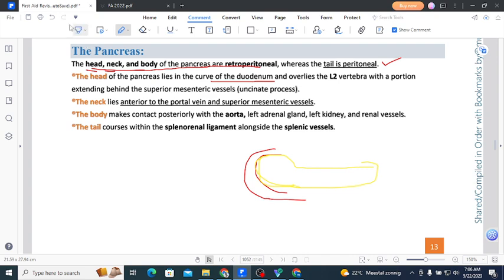In the curve of the duodenum, and it overlies the L2 vertebra with a portion extending behind the superior mesenteric vessels, the uncinate process. So the uncinate process is moving behind the mesenteric vessels. The neck lies anterior to the portal vein and superior mesenteric vessels.